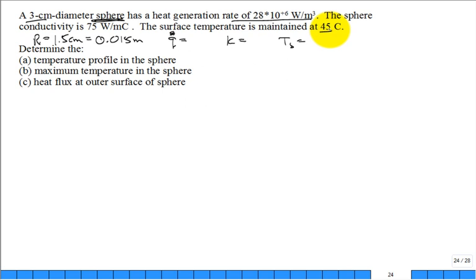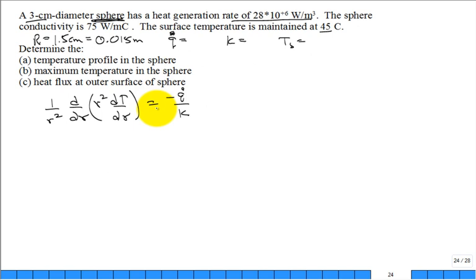And so you start with the differential equation and boundary conditions. It's 1 over r squared, derivative with respect to r of r squared. I'm going to take that k outside, derivative of T with respect to r, equal to minus q dot divided by k. That's where that k went.